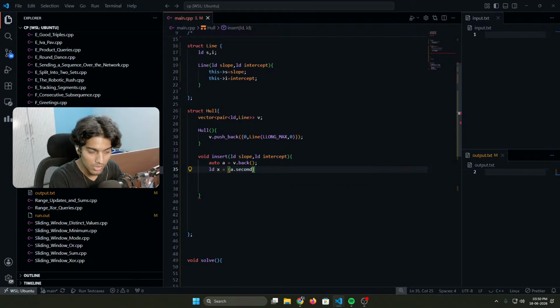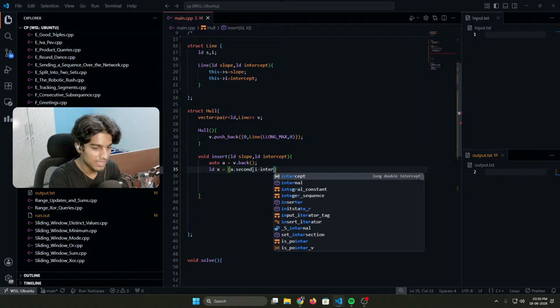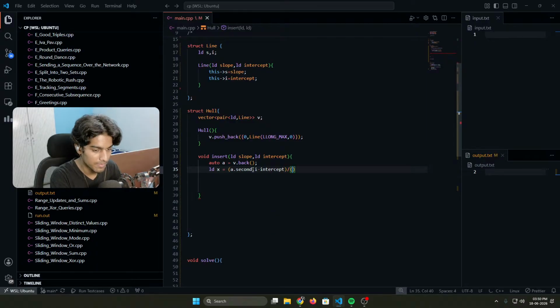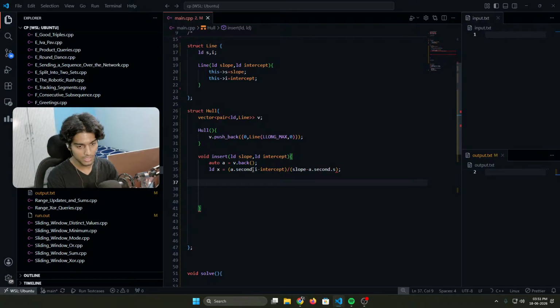Okay, now inside a line, so this is not a pointer I can directly access. Intercept, I can minus this intercept here, and I can divide it by slope minus a dot second dot slope. Fine. So now we have an intersection point.